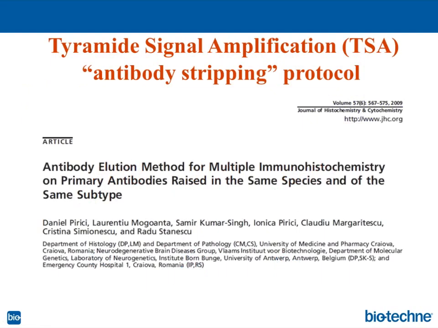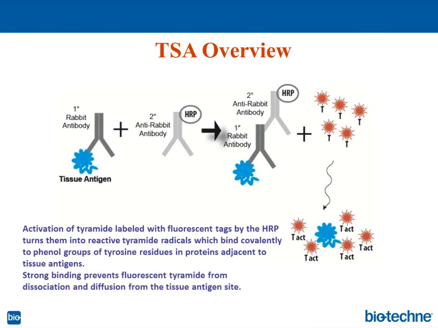There is a technique that's been actually described a long time ago, and has been published in the Journal of Histochemistry and Cytochemistry, when people can use tyramide signal amplification technique and so-called antibody stripping protocol. The way the whole reaction works, before we go into the protocol itself, I would like to remind you what tyramide signal amplification allows us to accomplish.